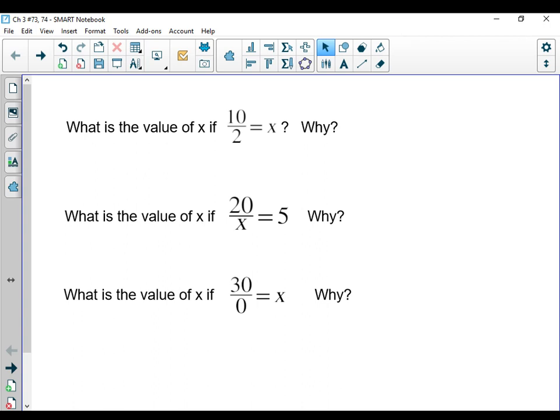Okay, what are some thoughts here? Now, I know on this first one you know that x is equal to 5. At least I hope you know that that's equal to 5. But again, the y is the more important part. So who can tell me why I know that 10 over 2 is equal to x, or x is equal to 5? Or some thoughts that either you had, or maybe the person we talked to.